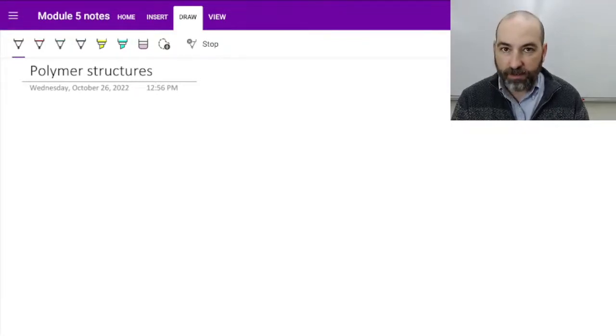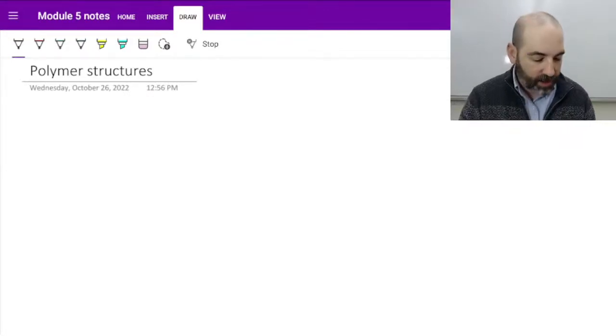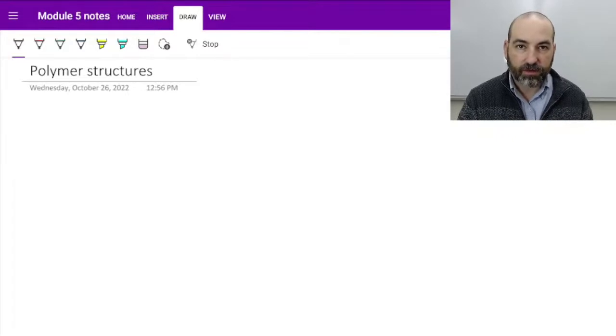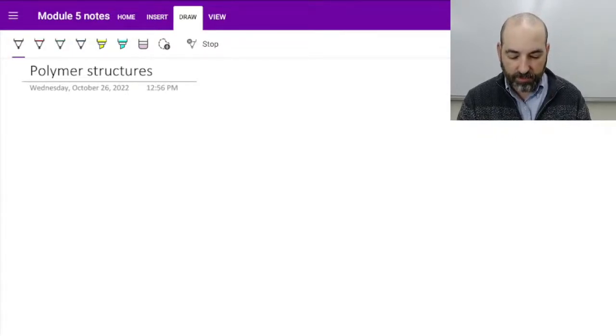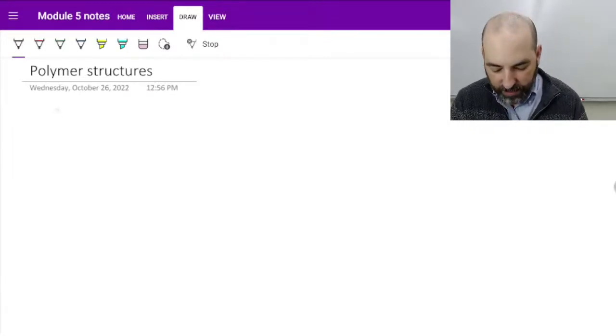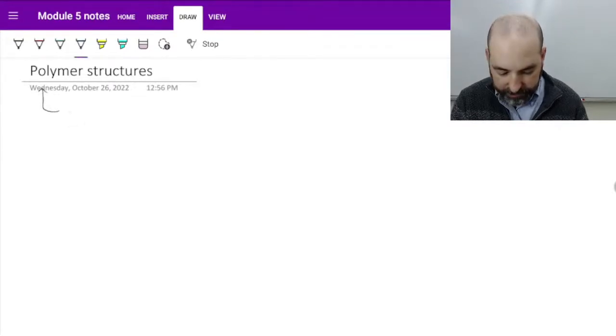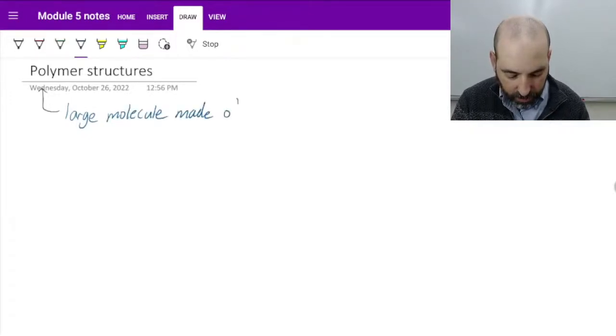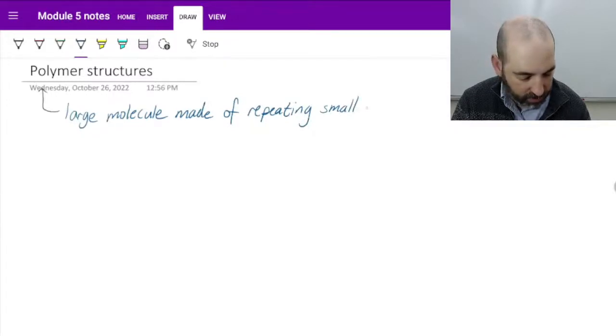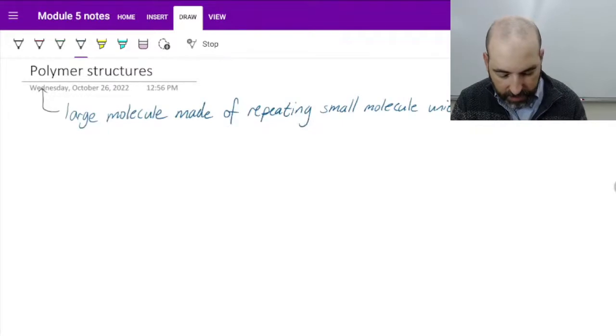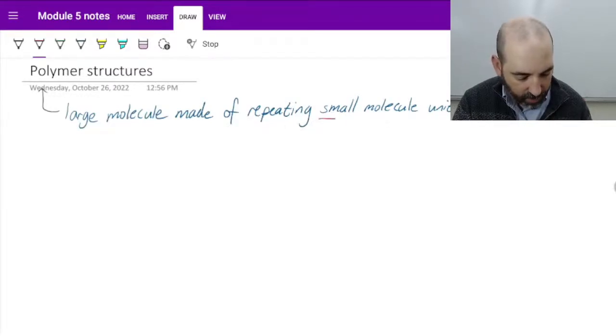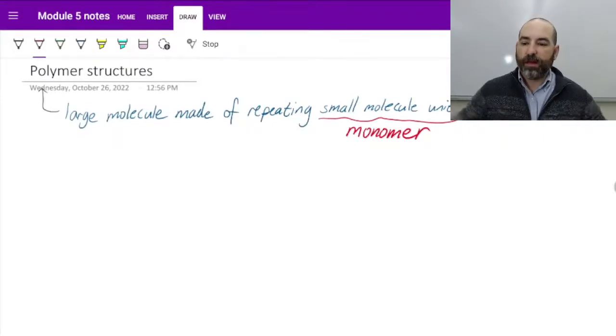So first of all, let's talk about what this term means, polymer, and what a polymer is. A polymer is a name for a very large molecule that is made up of repeating smaller molecules that can react to each other. So there's a couple different ways to do this. Let's just write this definition first. So a polymer is a large molecule made of repeating small molecule units, we'll say. And these repeating small molecule units are called monomers.